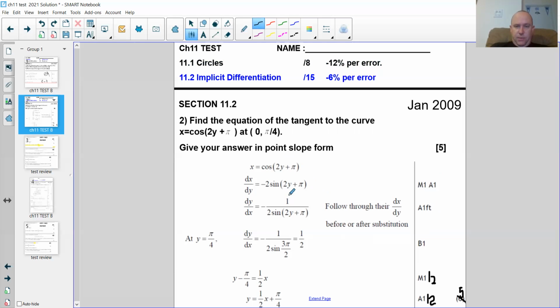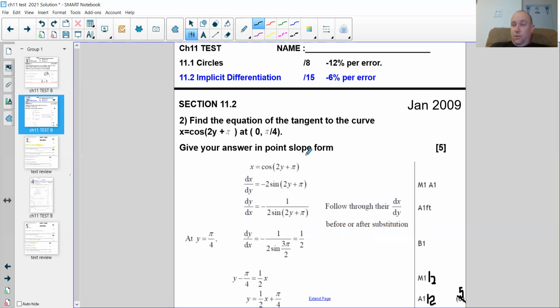Kind of an easy point for the next one. We don't really want dx by dy though. We actually want dy by dx. So we're just going to do the reciprocal of both sides for this one. There is the negative still there. I would probably put -1 over 2, but that's certainly an acceptable way of writing that answer.